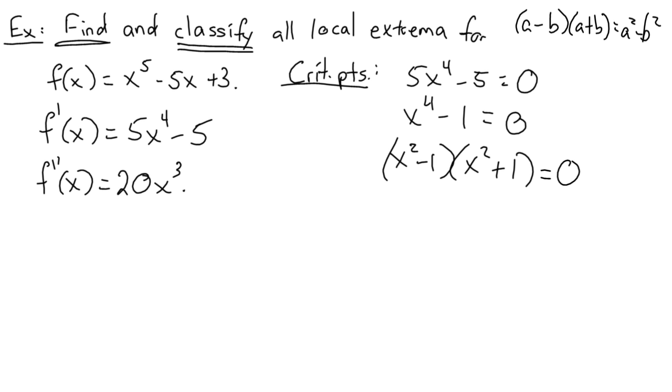Okay, so that equals 0. This term, x squared plus 1, is never 0, right? You're taking x squared, which is greater than or equal to 0, and then you're adding to it. So that's never going to give us a 0.